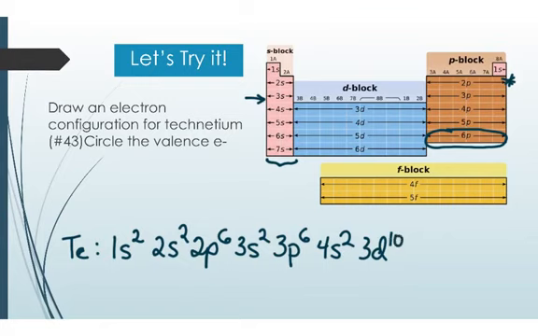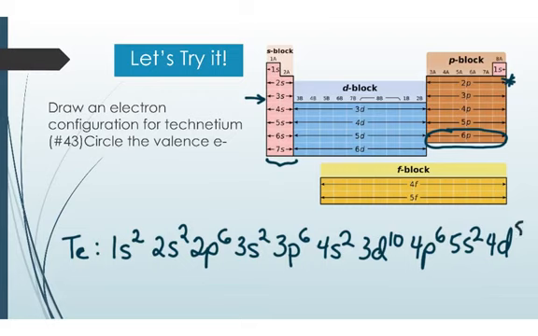And now we're continuing across to 4p. Again, we're a 6 there. Now we're down a row to 5s, 2. And finally, we've got 4d. Again, we're going to take our time and count how many elements it takes us to get to technetium.